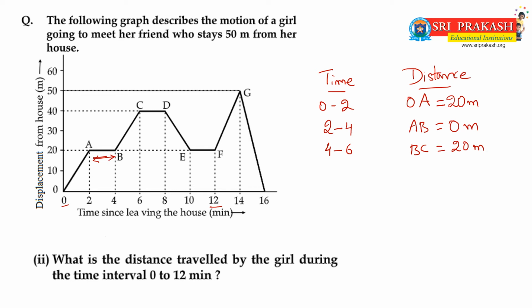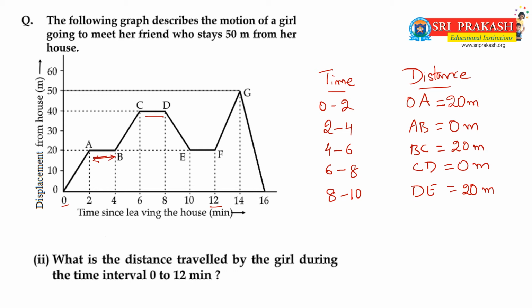And from 6 to 8 minutes, C, D, they are in the same horizontal line parallel to the time axis. So there is no displacement during that time interval. So distance covered here is 0 meter. And from 8 to 10 minutes, there is a change in position from D to E, which is a downward slope from 40 to 20 meters. So actually it should be minus 20 if you are taking the direction. Since it is a distance, what we are writing is the difference between 40 and 20.